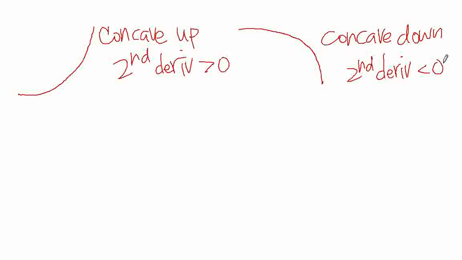So bending means that the steepness is changing. The instantaneous slope is changing. The slope of the tangent line is changing, either getting bigger or smaller.